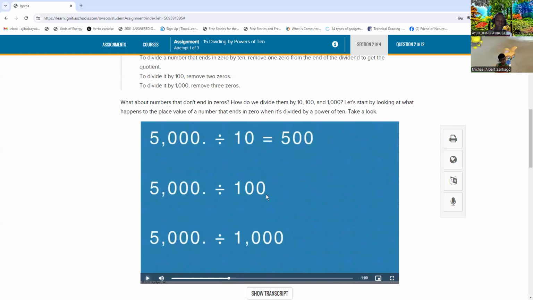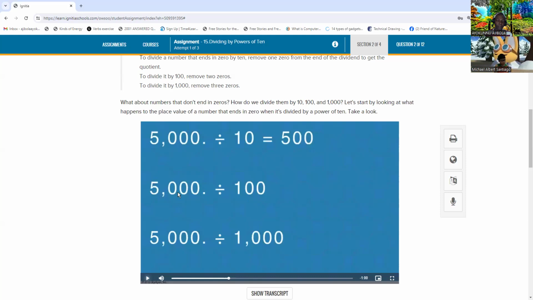Then if we divide by 100, we move the point 2 times. How many times? 2 times. So 1, 2. Then it gives us 50.00. And again, the 0.00 are not necessary. Then we can say the answer should be 50.